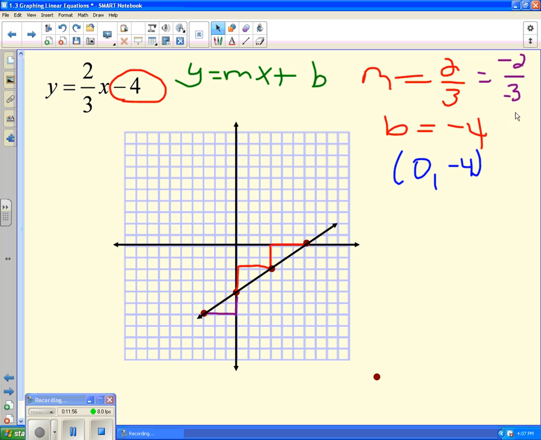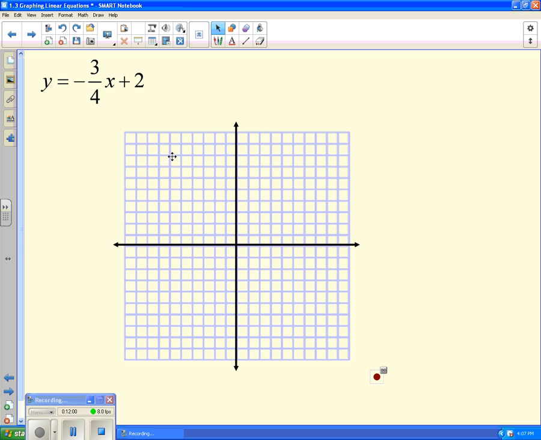Now let's look at another example. I've got y equals -3/4 x plus 2. So it's solved for y. The coefficient of x is -3/4. So that means my slope is going to be a -3/4.